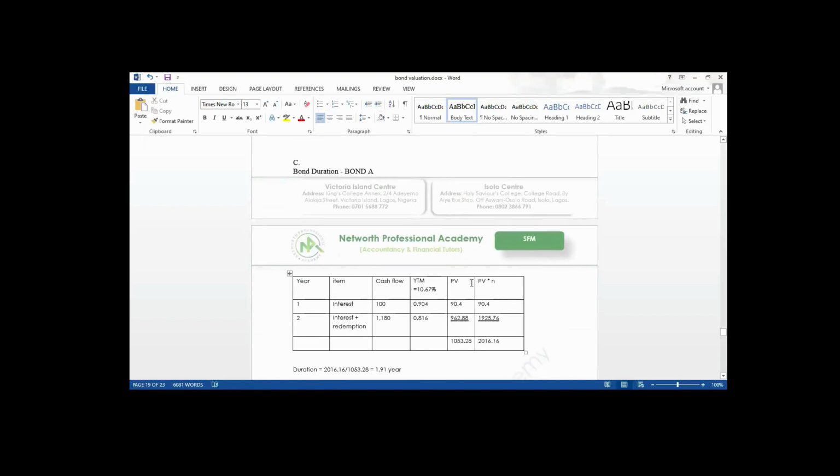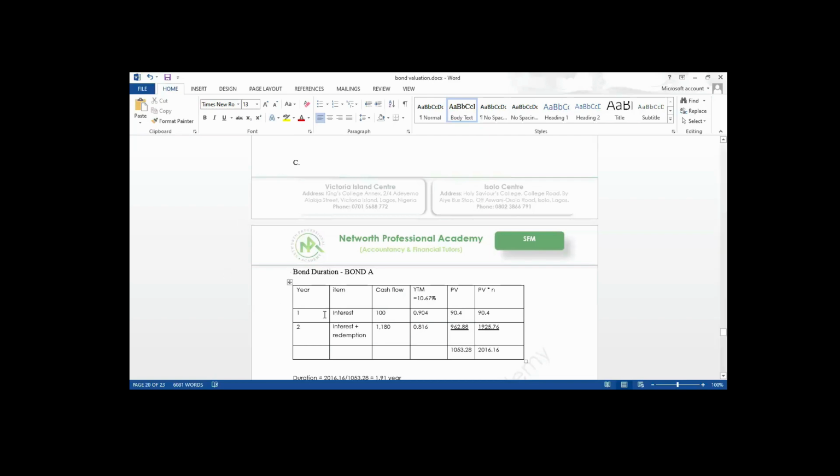Now look at it quickly. The yield to maturity of bond A. You open your schedule, year 1, year 2. Bond A is just for 2 years. Annual interest in year 1 for bond A is 100. Year 2, annual interest plus the redemption value. In year 2, you have 2 cash flows. That gave us 1,180.